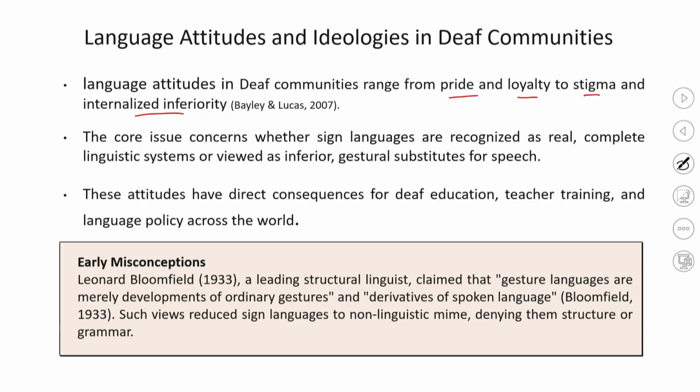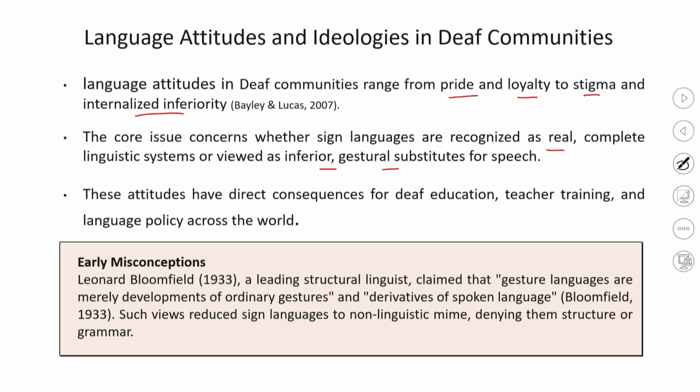It is not only across groups ideology, so how the speaking population looks at the deaf signers and vice versa, but also internalized by the community itself, how they look at their own language, just as we discussed intergroup and intragroup attitudes. So, the core issue concerns whether sign languages are recognized as real complete linguistic systems or viewed as inferior gestural substitutes. That has been the idea, that is what the intergroup ideas typically are in these domains.